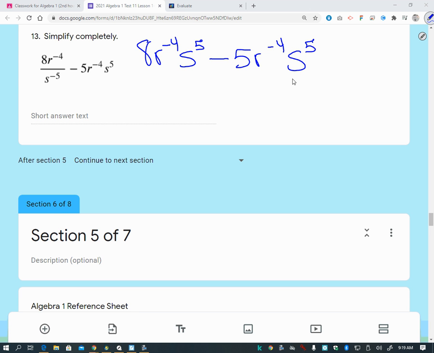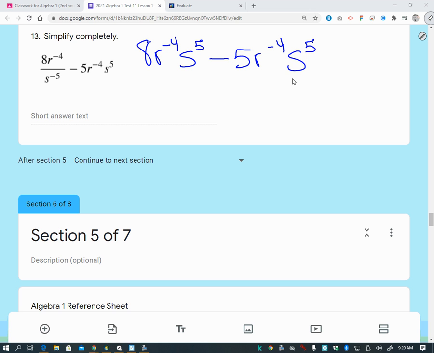Okay, so let's say we had s to the fifth times s to the fifth. That would become what? S to the 10th, right? So we only change the exponents when I'm either multiplying these two things or dividing these two things. Okay? Are we multiplying, dividing, adding, or subtracting here? We're subtracting. So we're not multiplying or dividing. So do I change the variables and their exponents whenever I'm adding and subtracting? Wyatt? No. Okay?